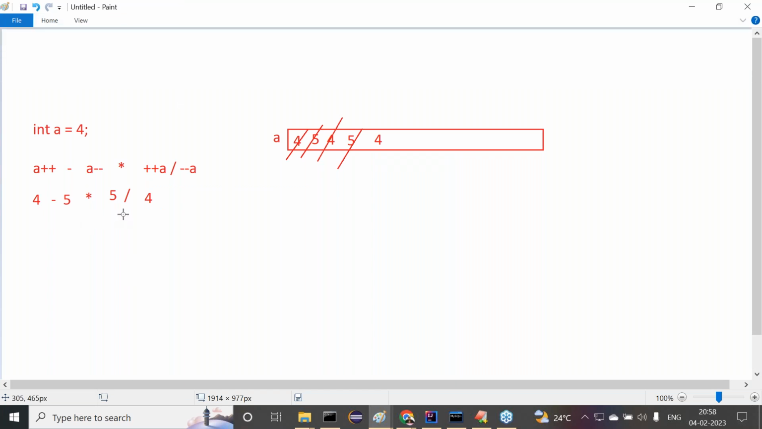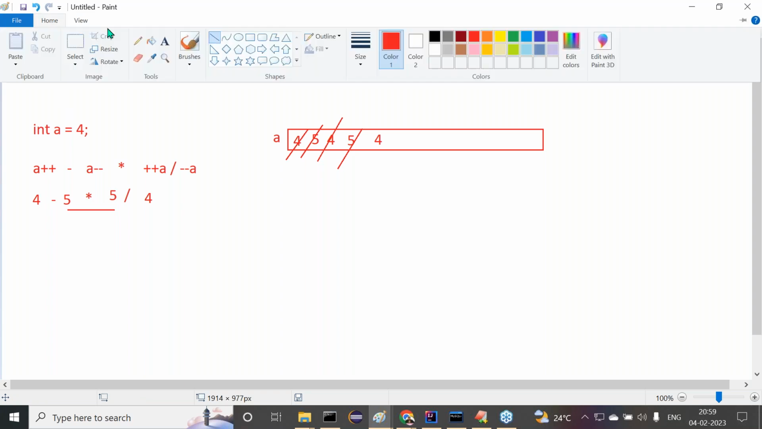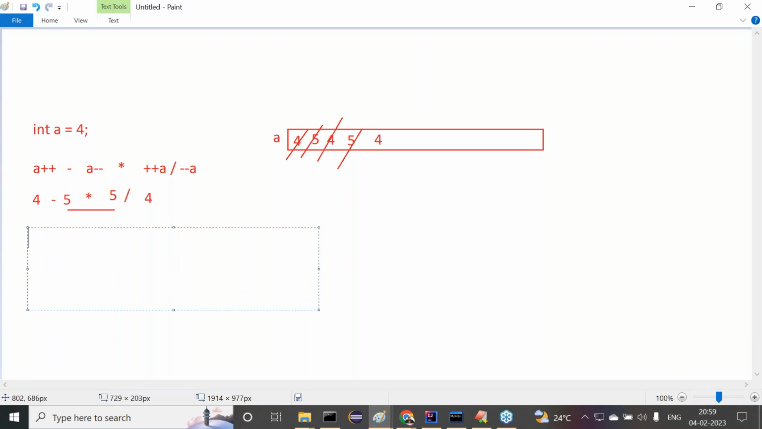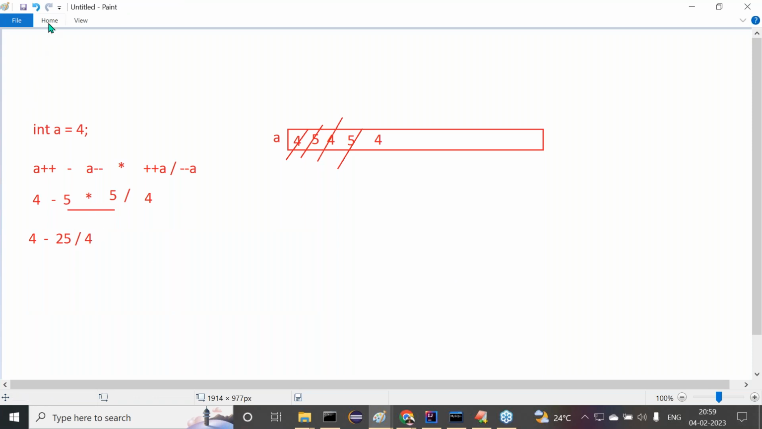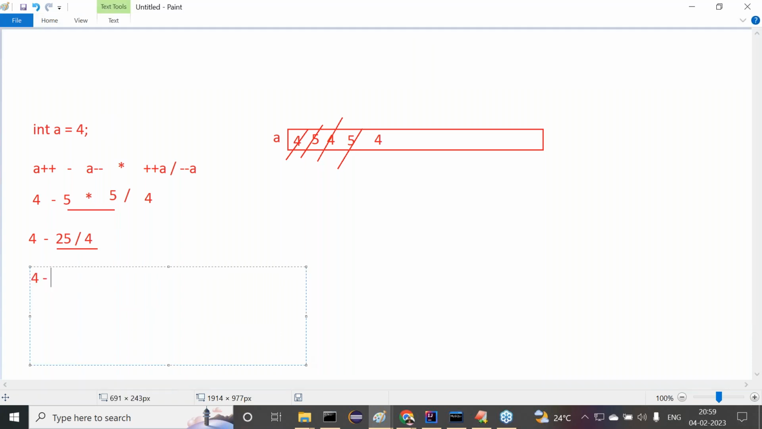Minus, a star, slash operators are available. Star and slash operators have the same priority. So first, which operation has to be performed here? The star operation has to be performed first. I think people might be missing the equation here, but try to follow this. All right, so now 4 minus 5 star 5. What's the value here? 25 slash 4. Now tell me, minus and slash are available. Which one gets more priority? Slash gets more priority, so this will be evaluated first. Now what are we getting there? 4 minus, and then what's the value?